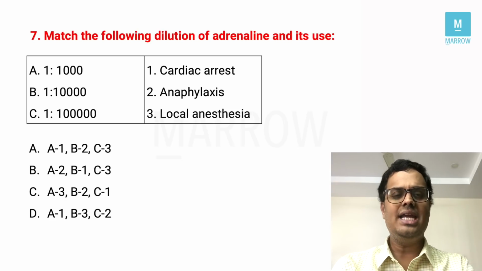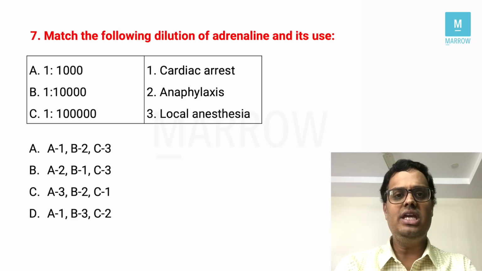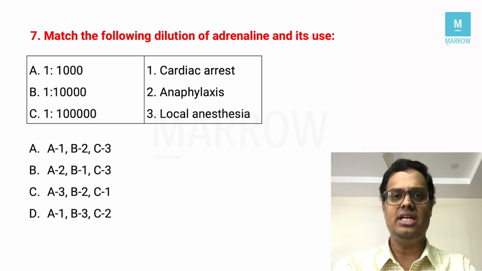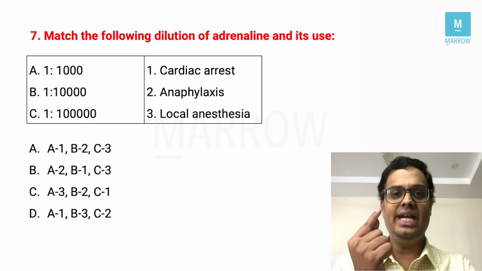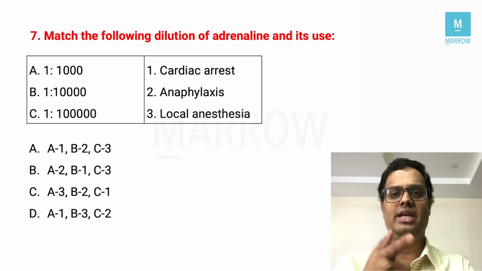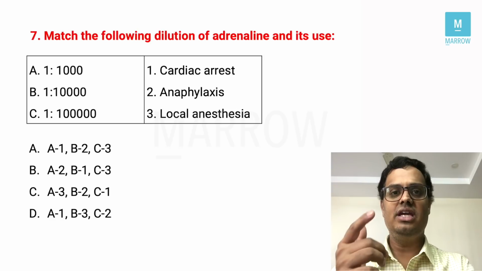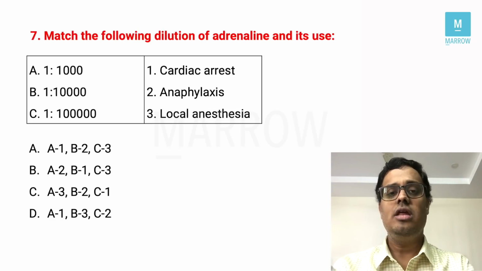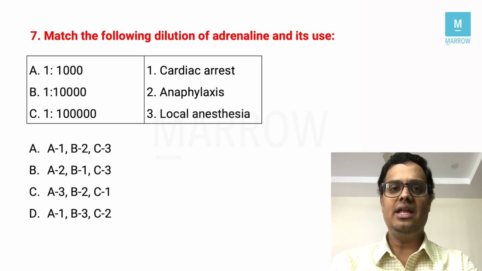So in all cardiac arrest situations, we give a 1:10,000 dilution of adrenaline. What we generally do in our clinical practice is we take out 1 ml of adrenaline, dilute it with 9 ml to make it into a 10 ml syringe, and we give 1 ml of adrenaline. So the dilution becomes 1:10,000.